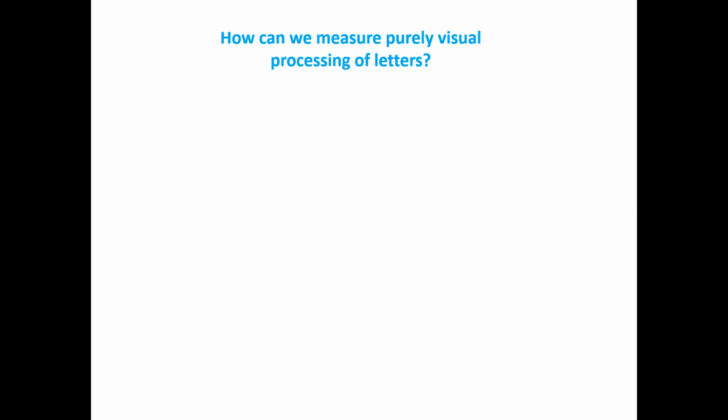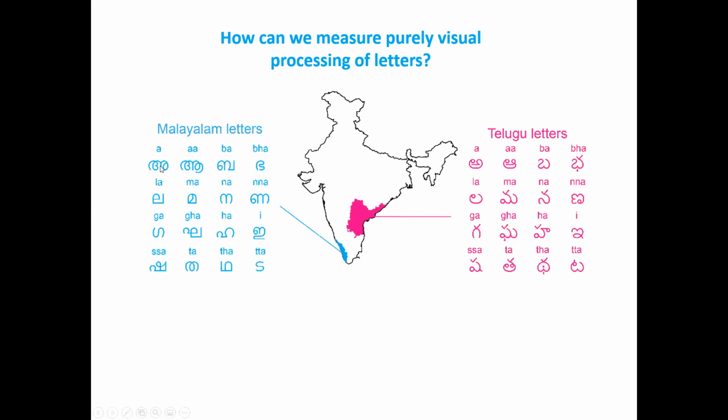Because we wanted to know, well, what happens when you learn to read? And so the question is, well, what happens to letters as you learn to read? And we wanted to understand what's happening to the visual processing of letters. And so we selected a particular situation in India, which is unique to India. The situation is like this.